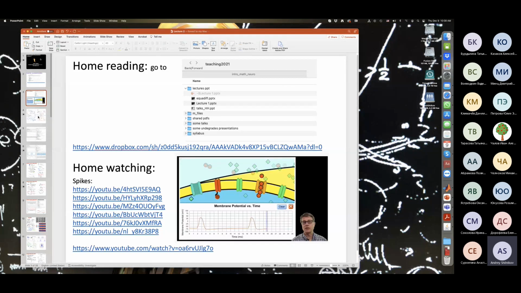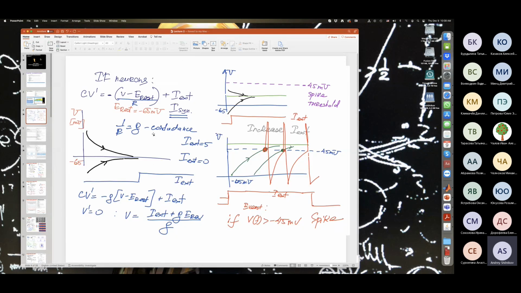It's very interesting. Okay, so back to our starting point, integrate-and-fire. I'm not a big fan of integrate-and-fire, honestly, but it's a good starting point.